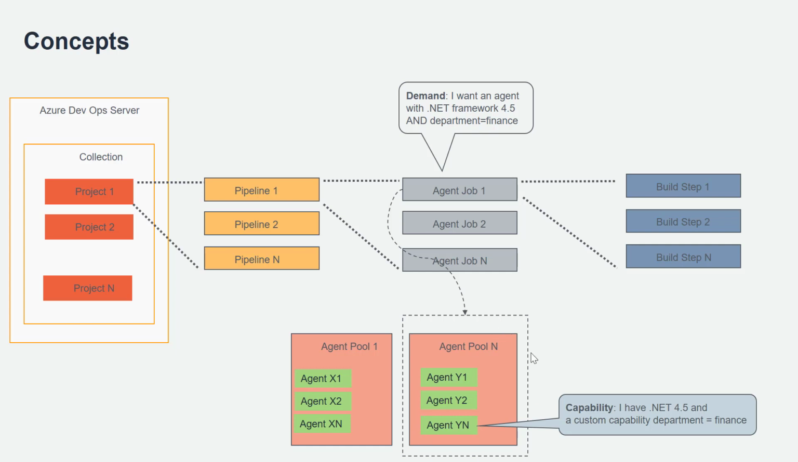Where this comes into the picture is, for example, let's say you have a very important application, or you have an agent that has permissions to deploy into production. So you can say this agent job demands a production deployment capable agent, and unless that agent is available, it won't be deployed.